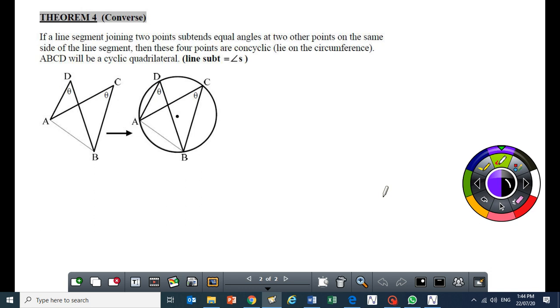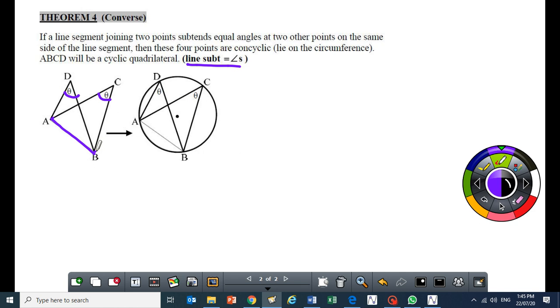Now, this is very important because the converse, the shortcut is just write line subtends equal angles. So if this angle is equal to that angle, it therefore means that AB is going to be a chord, which means point A and point B will be on the circumference. Therefore, you can draw a circle around the 4 points, to therefore mean that you have a cyclic quad.